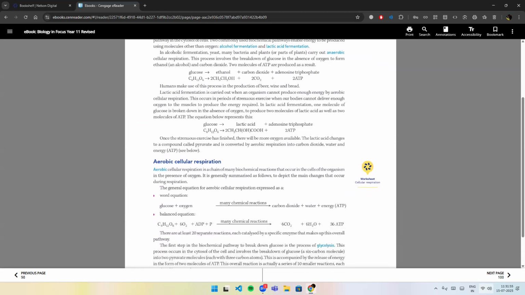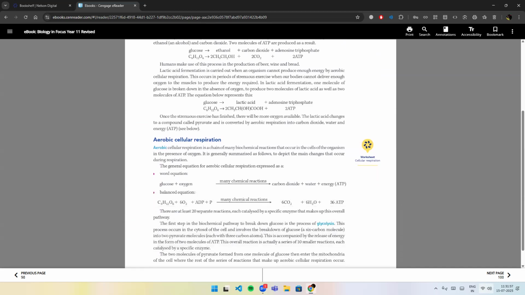Lactic acid fermentation is carried out when an organism cannot produce enough energy by aerobic cellular respiration. This occurs in periods of strenuous exercise when our bodies cannot deliver enough oxygen to the muscles to produce the energy required. In lactic acid fermentation, one molecule of glucose is broken down in the absence of oxygen to produce two molecules of lactic acid as well as two molecules of ATP.